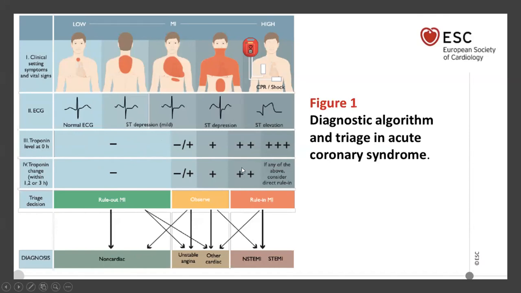And also, just to rule in, if a patient has significant ST elevation, the enzymes are positive, or there is ST depression, then your patient can now be ruled in as an NSTEMI or a STEMI, depending on the ST changes on the ECG.